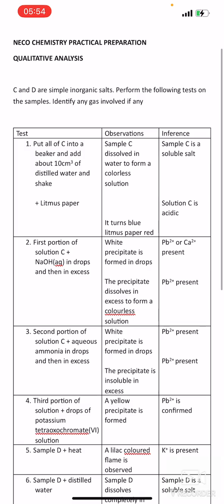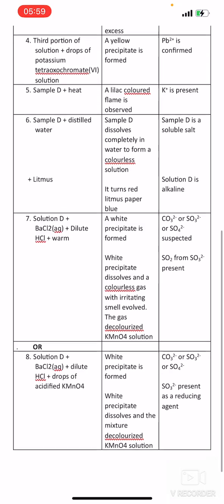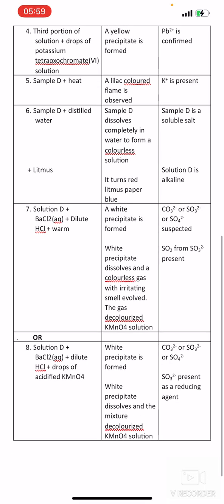Now number 5, that's for sample D. When you heat it, a lilac color flame is observed, and that shows the presence of potassium ion. Then number 6, sample D plus distilled water. Sample D dissolves completely in water to form a colorless solution. The reason why sample D is soluble in water is because of the presence of the potassium ion. You know that all sodium ion, potassium ion, and ammonium ion compounds are soluble in water. So you write: completely dissolved in water to form a colorless solution. And sample D is a soluble salt. It's also alkaline.